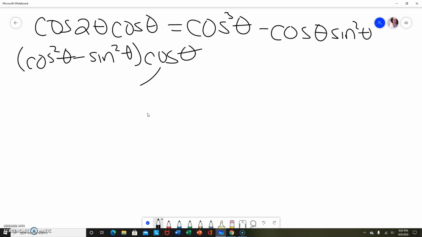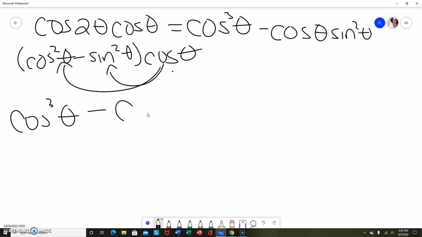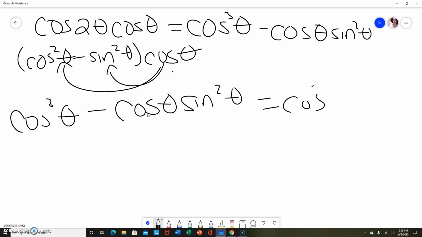All right, so now I'm just going to multiply this cosine through using the distributive property, and I get cosine cubed, because cosine times cosine squared is cosine cubed, minus cosine theta sine squared theta. So it works out to the other side. All right, let's do another one.